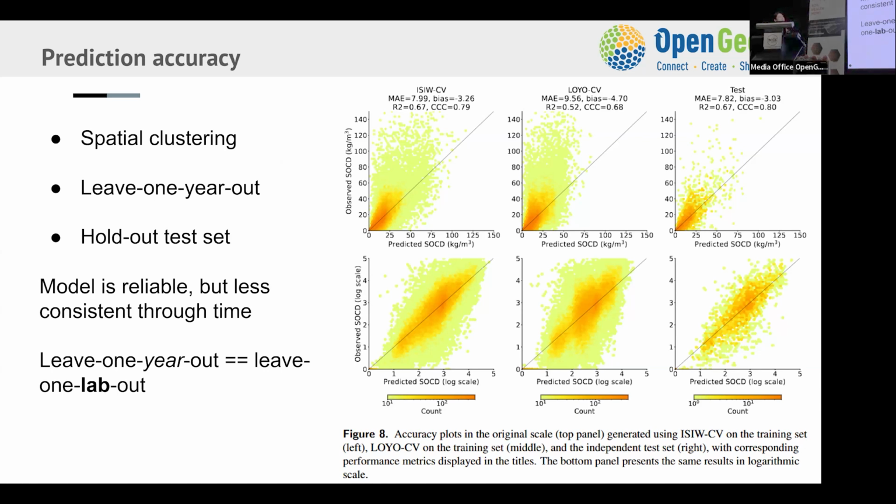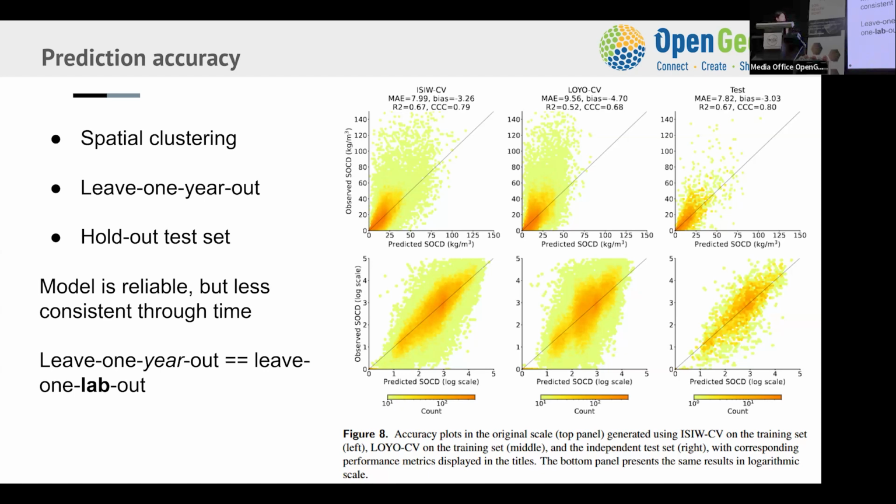The second column is leave-one-year-out cross-validation. This is to assess the temporal consistency of the model. The last one is the holdout test validation, which is tested on a test data set that is held out from the whole training process. And we can see that the leave-one-year-out cross-validation metrics are the worst, while the holdout test metrics are the best.